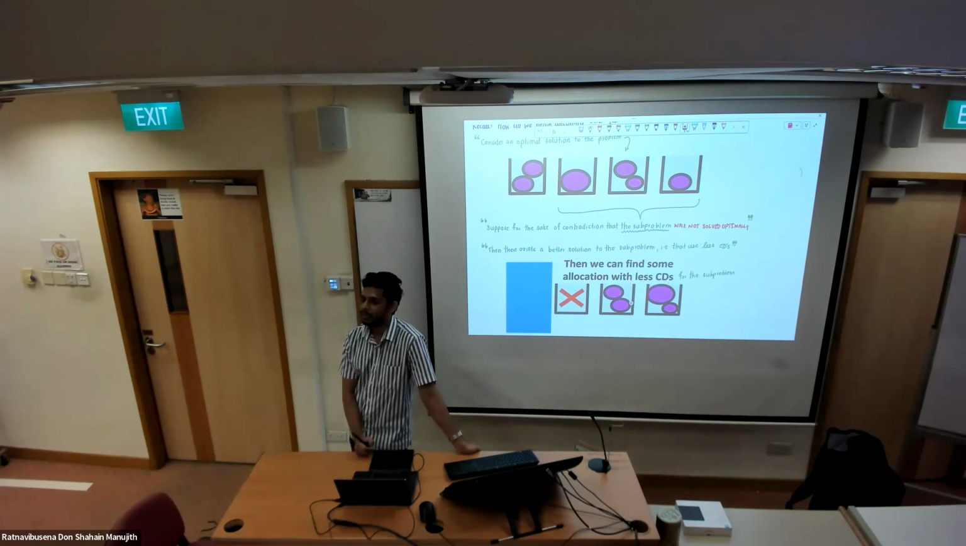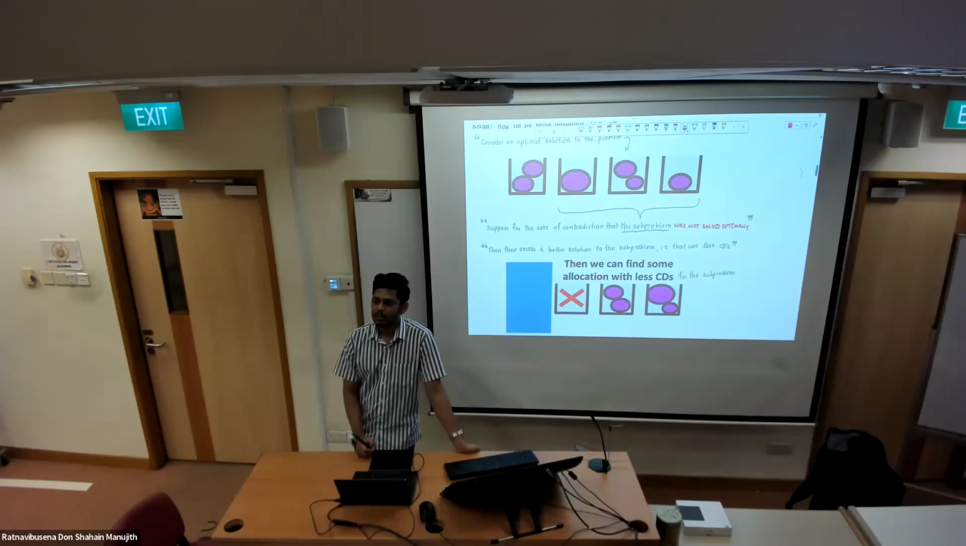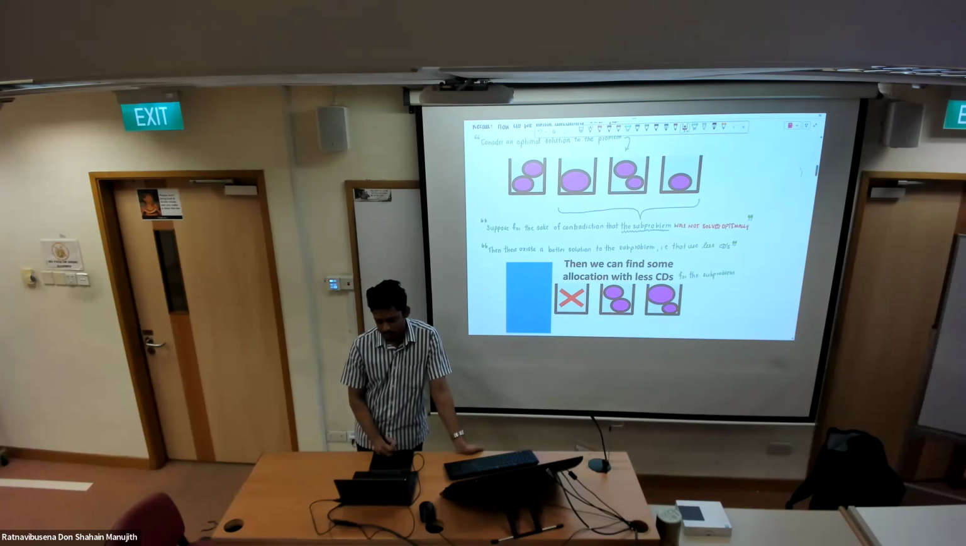Is that okay? That's obvious, right? So we can find some allocation with fewer CDs. For example, let's say this subproblem can be solved with only two CDs. That means you can burn it like this. Suppose this is possible, because there exists a better solution to the subproblem if that subproblem was not solved optimally. If this is suboptimal, then there must be an optimal solution, and this is one of them.